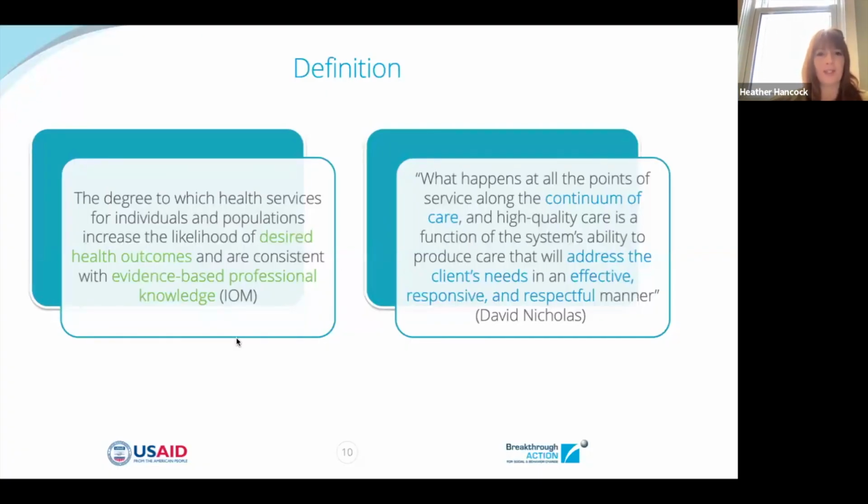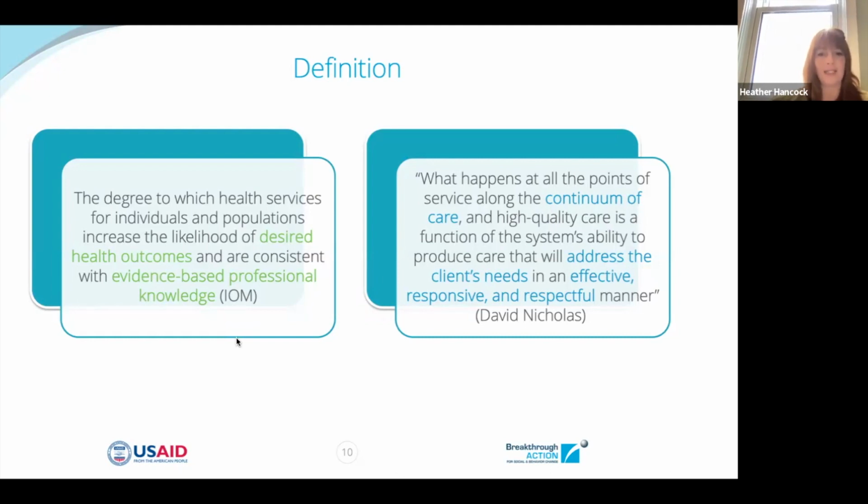There are a couple of definitions that I think are helpful when we're thinking about quality of care. The first is from the Institute of Medicine, now the National Academy of Medicine. It talks about how quality of care is the degree to which health services for individuals and populations increase the likelihood of desired health outcomes and are consistent with evidence-based professional knowledge. I think it's interesting to point out that we're talking about improving health outcomes, which is a big component of it, and that there are elements of some sort of evidence-based practice.